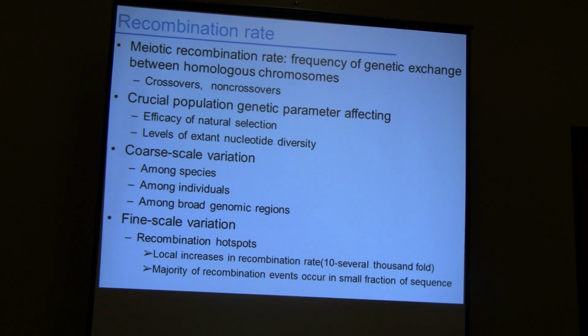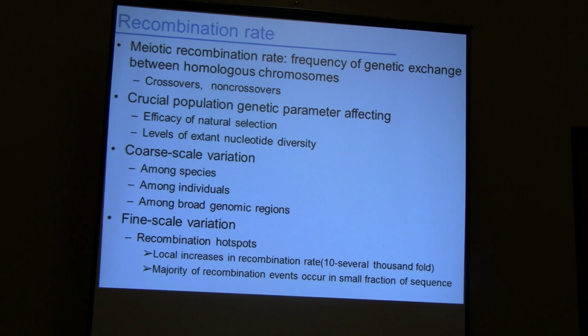And rates of meiotic recombination are variable in terms of coarse-scale variation on the order of chromosomes or megabases. We know that there are interspecific differences in recombination rate. We also know that there's population level variation in recombination rate at a coarse scale. And then of course within the genome, there are differences in the distribution of crossovers as well. With respect to fine-scale variation in recombination rate, now we're not talking about megabases, we're talking about tens of kb or hundreds of kb. There's been a huge amount of attention recently in the literature on recombination hotspots.